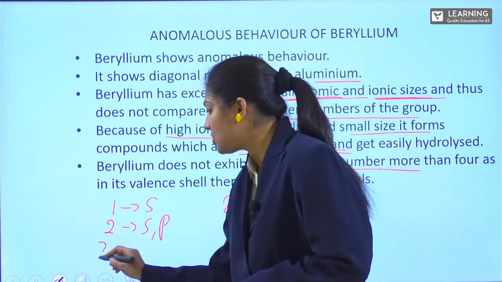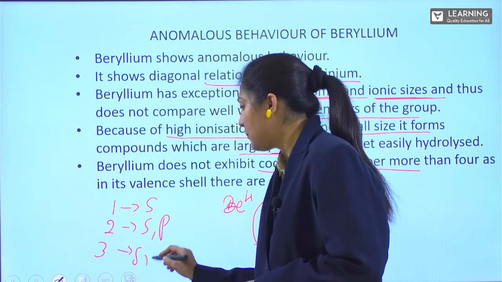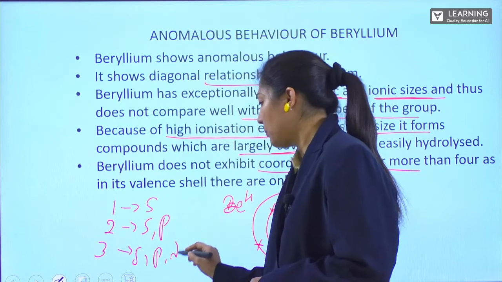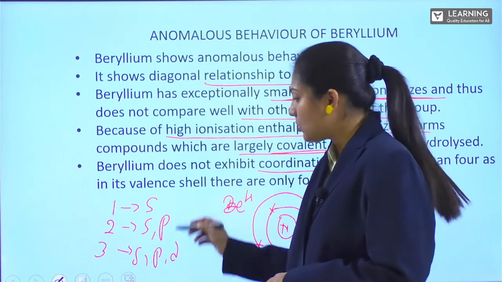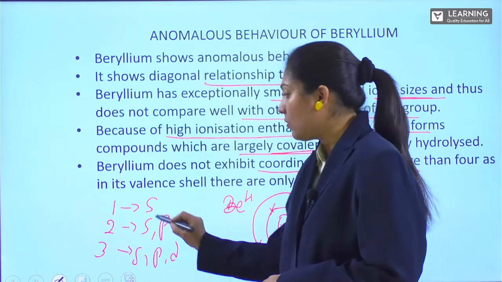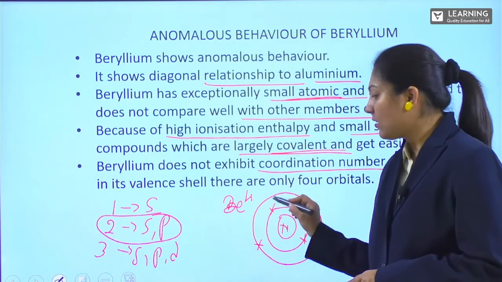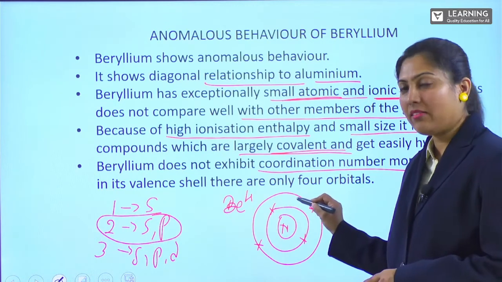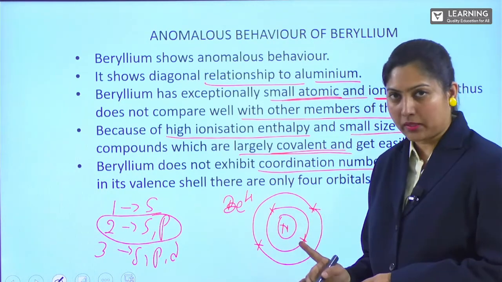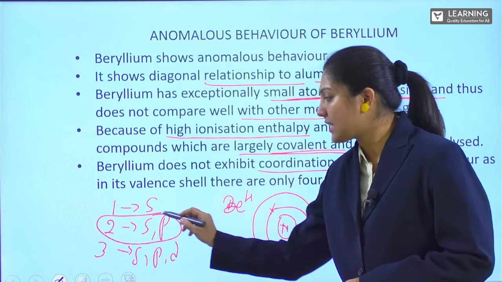Whereas the third shell will have s, p and d orbitals. Right. So it moves on. Now we are in this group where the second orbit will have only s and p orbitals. So we have only s and p orbitals.